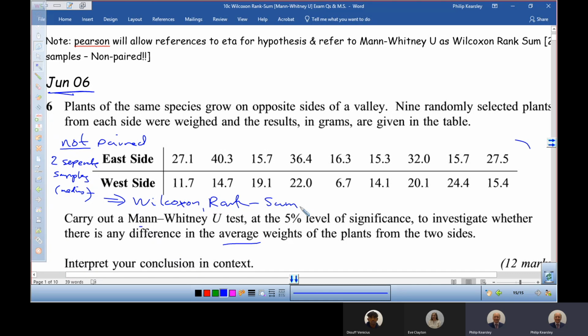The other benefit is that it's called the rank sum method. Have a guess at what you're going to do. You're going to rank, and then you're going to sum. It's great.